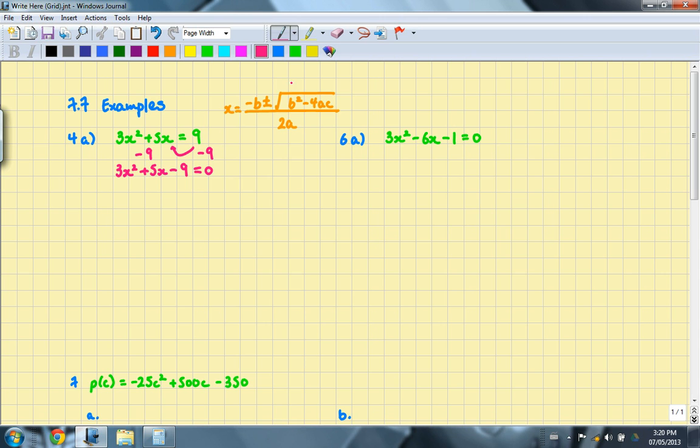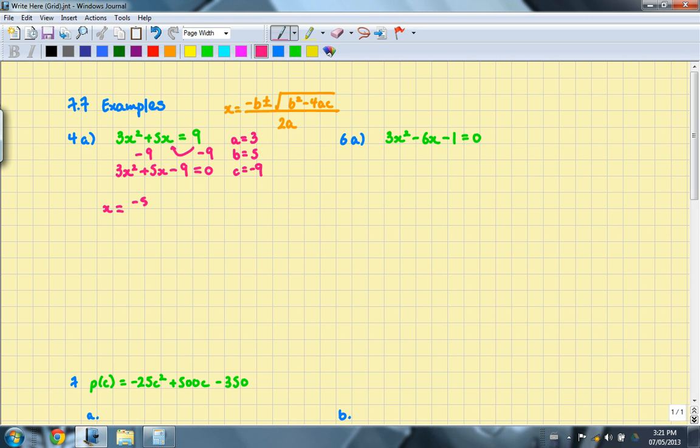And then we're going to substitute each of the a, b, and c into the quadratic formula to see what we're going to get. So it's always useful to identify what a, b, and c are. So in this case, a is going to be 3, b is going to be 5, and c is going to be negative 9. Okay. So let's set up our quadratic formula.